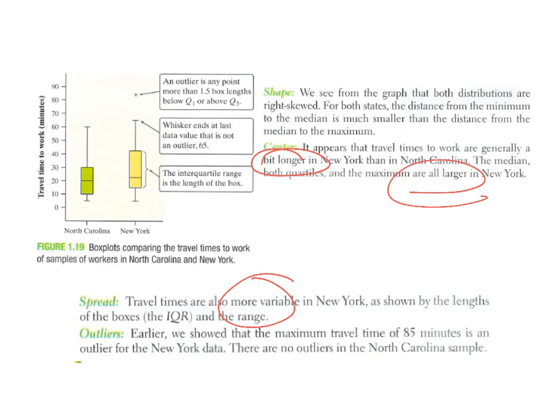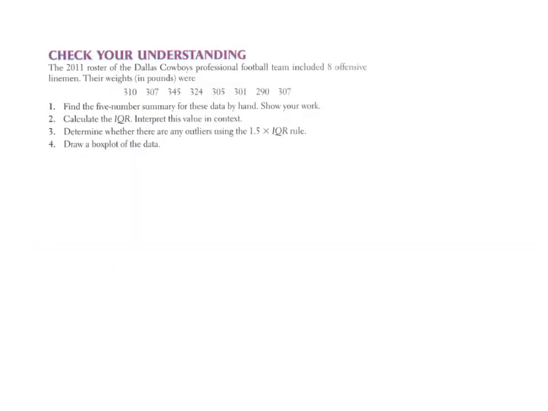The maximum travel time of 85 minutes is an outlier for the New York data. Okay, so that one would be an outlier. And then there were no outliers in the North Carolina sample. Okay, so one last example.